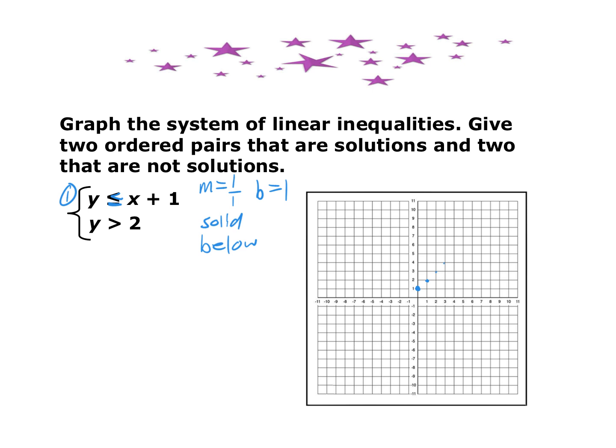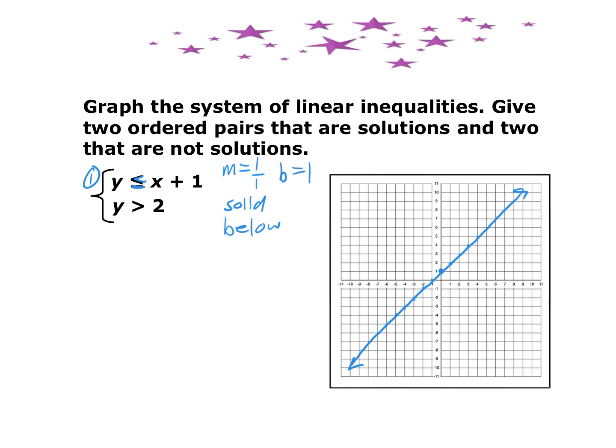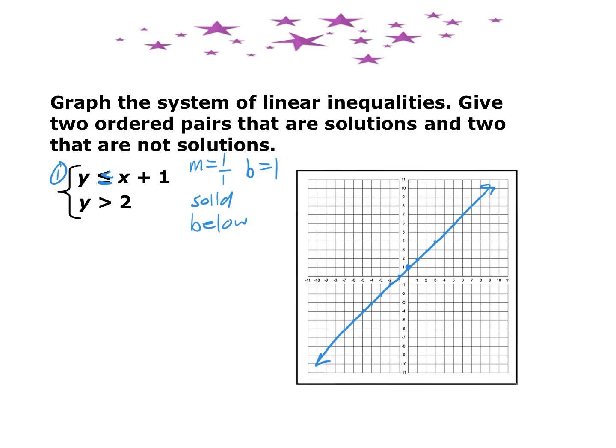Up 1, over 1 is just going to be going up along this diagonal. And I can go backwards like that as well. All right, and then just connect these points. It's a solid line, so you can just draw a continuous line. And this one's going to be shaded below.